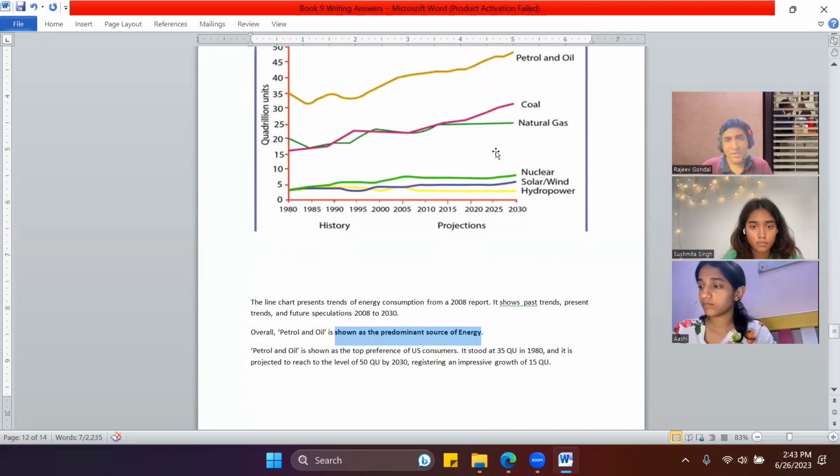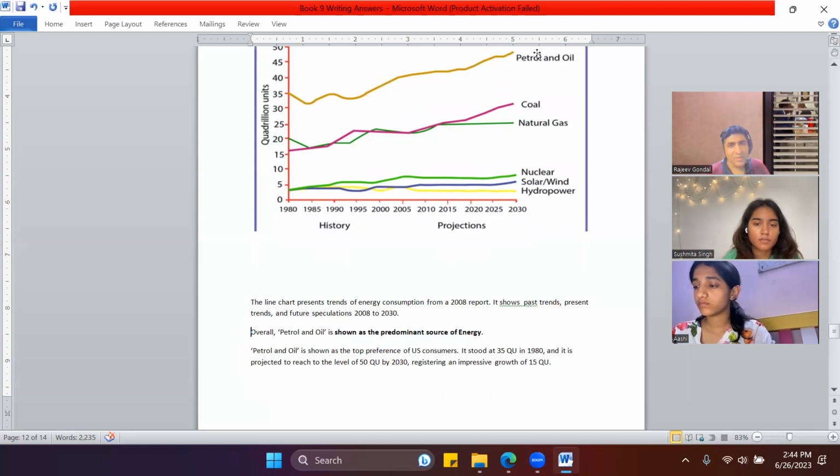So natural gas, it is written as petrol. Petrol and oil is shown as the top preference of US consumers. It stood at this. Okay, so this is the overall picture.